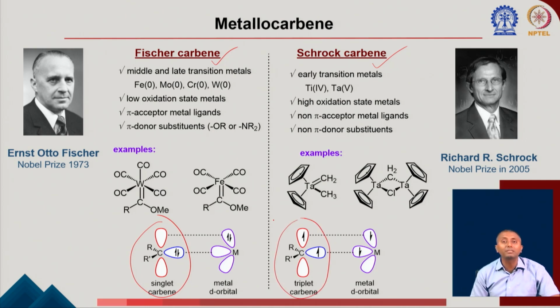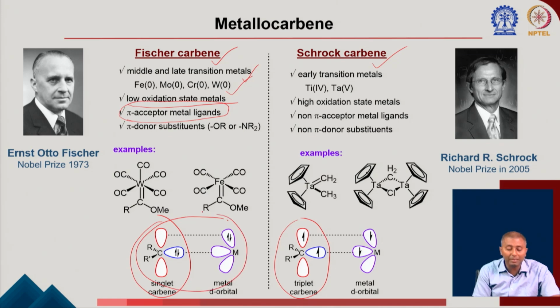Now what type of transition metal is participating in the Fischer carbene? You can see middle and late transition metals with a low oxidation state. That is the other important thing. Like we have given some example here, and the ligand has to be a pi acceptor. That is another important thing for a Fischer carbene. I have already shown here in this diagram, and then there will be a pi donor substitution. So this type of metal carbene complex is called Fischer carbene.